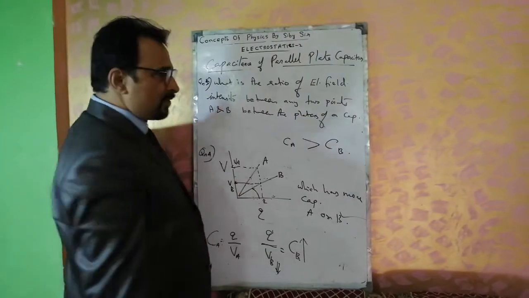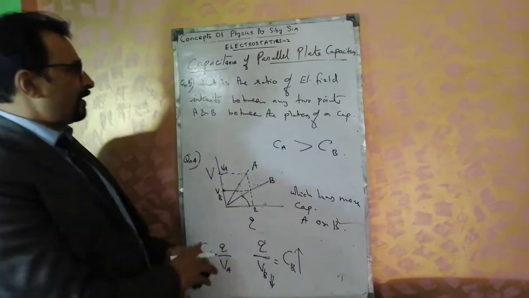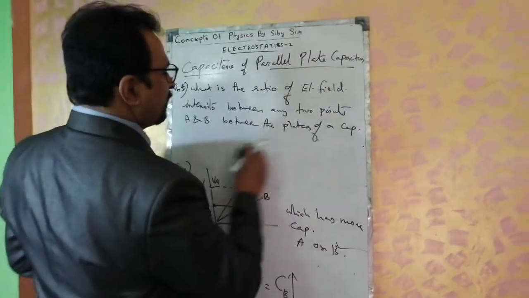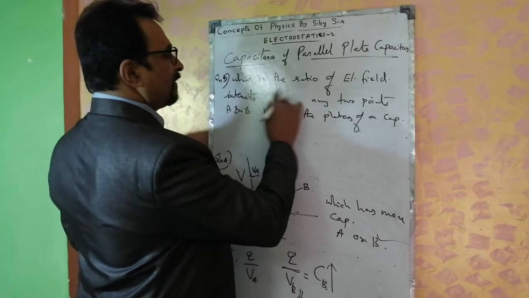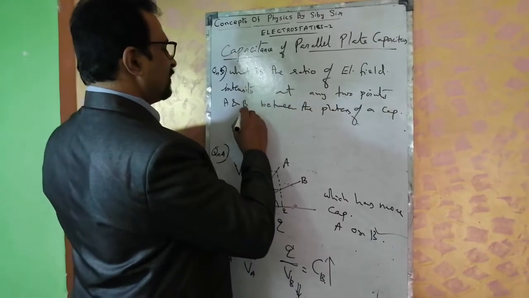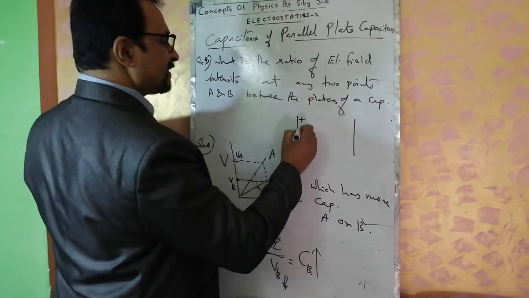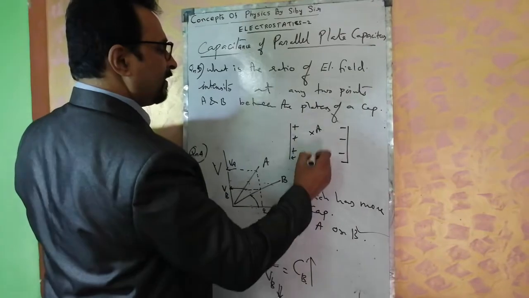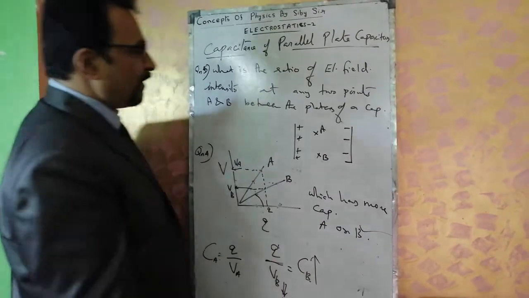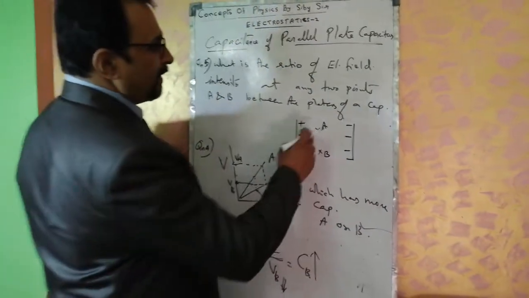And one more question you can see, that is question number 5. What is the ratio of electric field intensity between any 2 points A and B, between the plates of a capacitor? So there is a capacitor, there is a point A and there is a point B. You have to find what is the ratio of intensity of electric field between A and B.